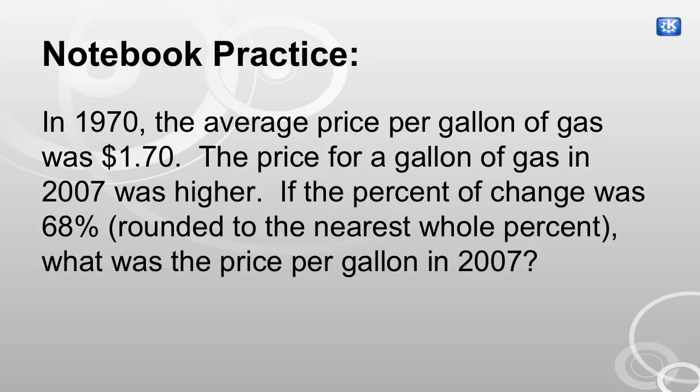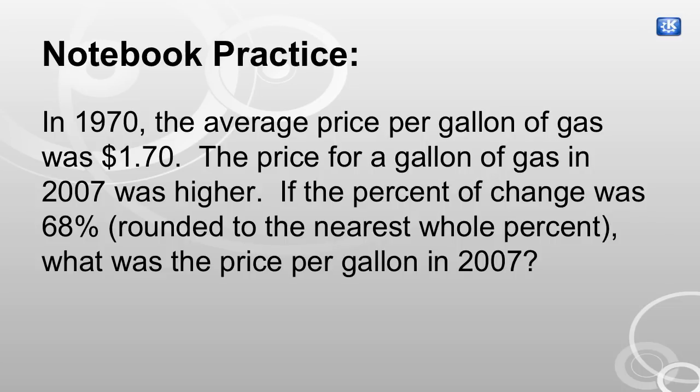This is the last practice for percent of change. Again, if you know what you're doing, I want you to pause me and work it out. Come back for checking. If you are unsure what you are doing, I want you to stick with me and follow along. So this problem says, in 1970, the average price per gallon of gas was $1.70.